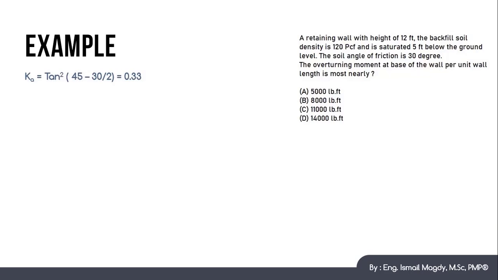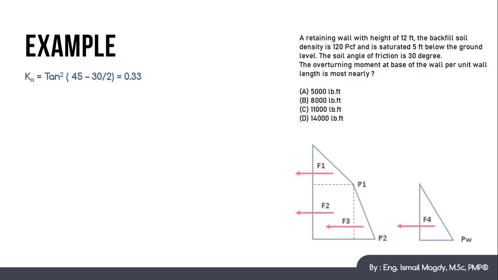First step, always we'll calculate the coefficient of active pressure, which equals tan squared of (45 minus phi over 2), where phi is 30. So this will equal 0.33. After that, we will start drawing our pressure diagram, which looks like this. We have the triangle till P1, which is at the top of the first layer before the water, and P2 at the bottom here, and of course we have the water pressure, PW.